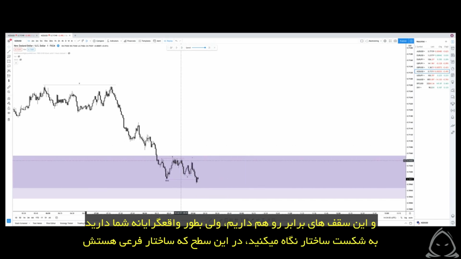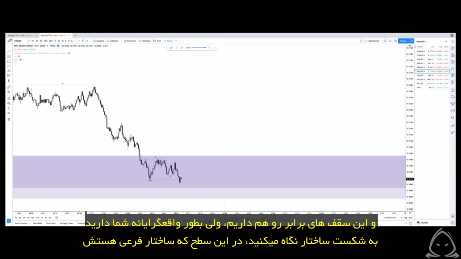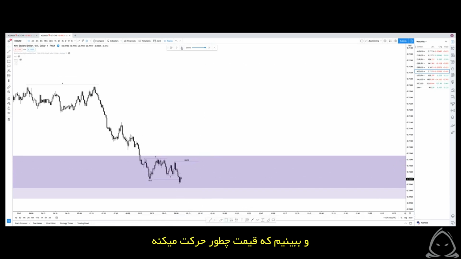There. And obviously we've got these equal highs here. But realistically, at minimum, you're looking for a breaker structure on this level here, which is more like substructure for now. And we'll see how price develops.